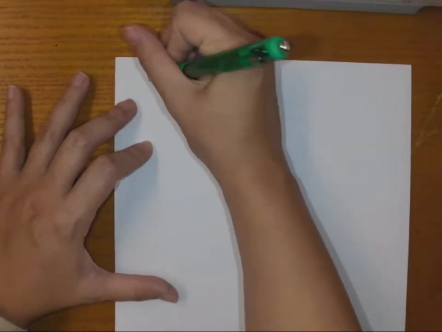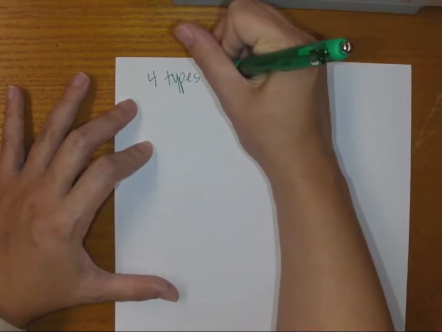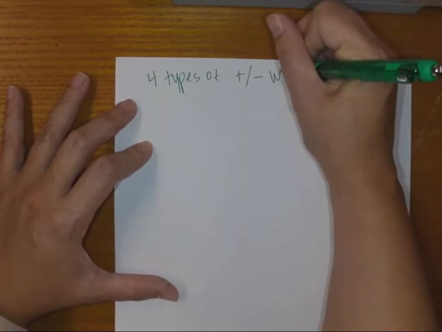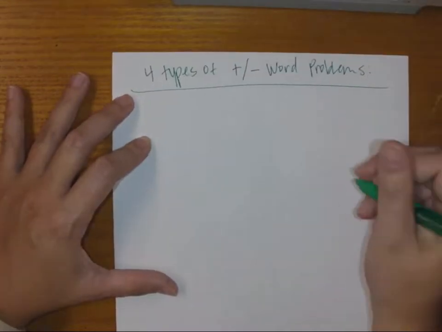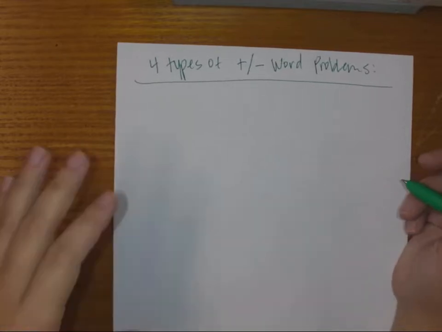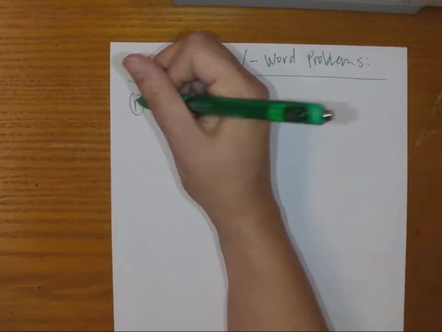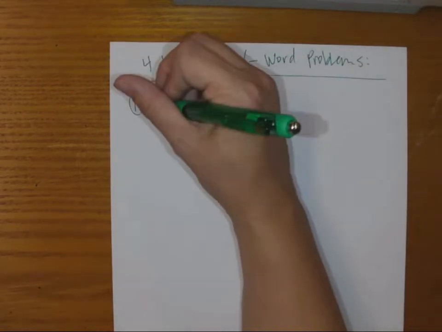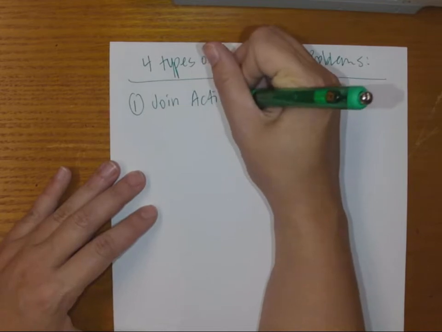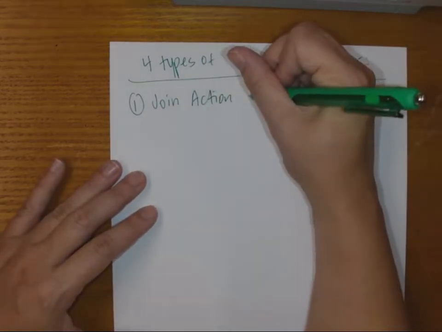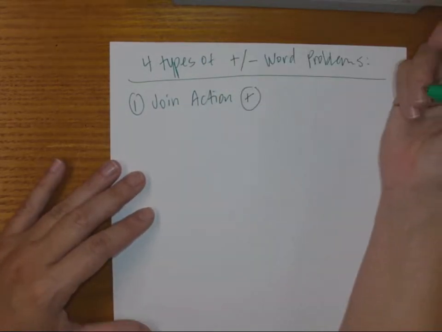Okay, in this video, we are going to talk about the different types of addition and subtraction word problems. There are 4 types of addition and subtraction word problems. We're going to go through each one and give examples of each one. The first kind is a join action problem, and this is an example of an addition problem.